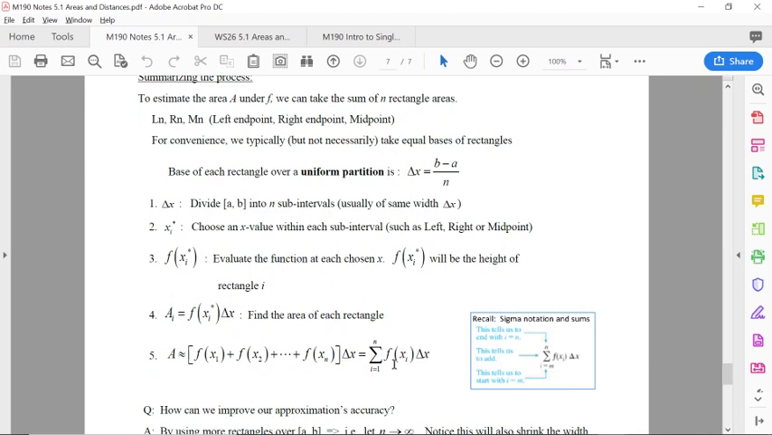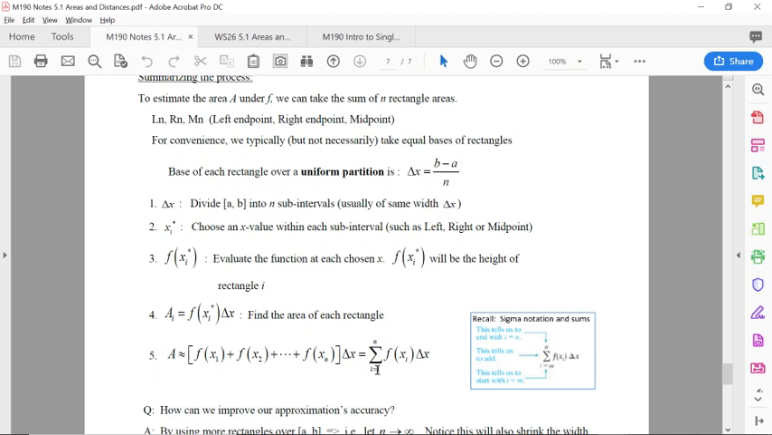You would multiply the f of xi stars, which would be the heights, by the associated width. So each one of these, f of xi star times delta x, that is an area. That's a height times a width. So this term is an area, and we are summing together these areas. How many? n of them.